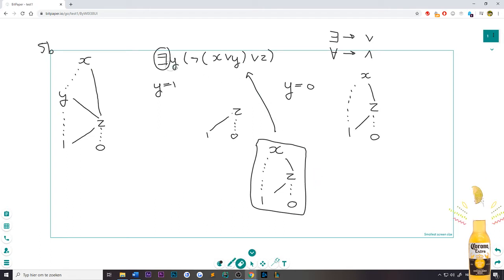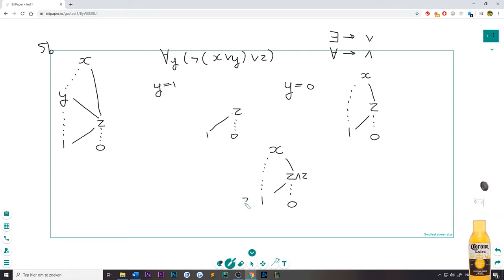Now, in the case where instead of there exists a y, we have for all y, which is what question D asks. Now, instead of taking the disjunction, we take the conjunction, right? And so what we end up with is here we're going to get z and z, and here we're going to get z and 1, okay? And so z and 1 is going to give us z here. And z is still going to give us z here, right?